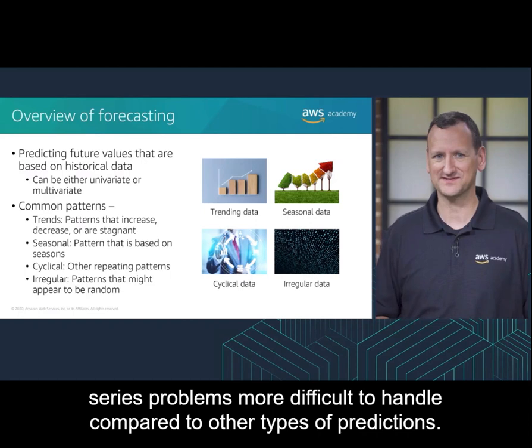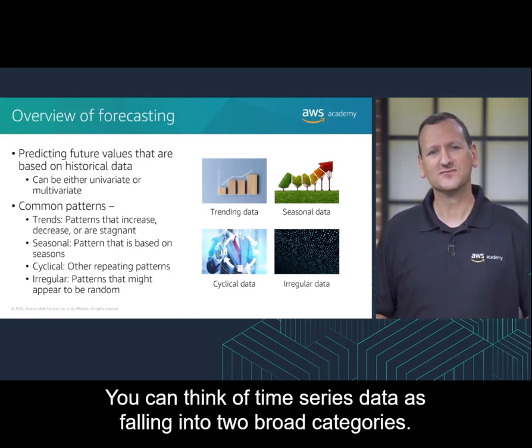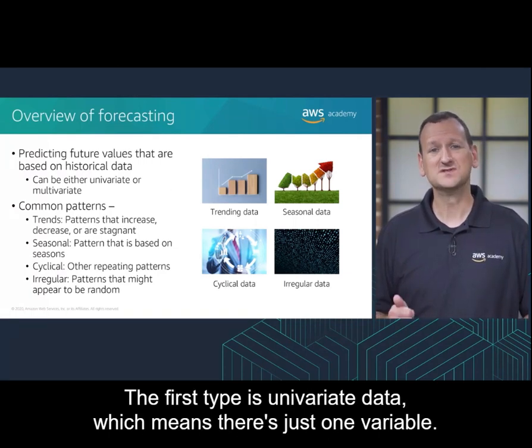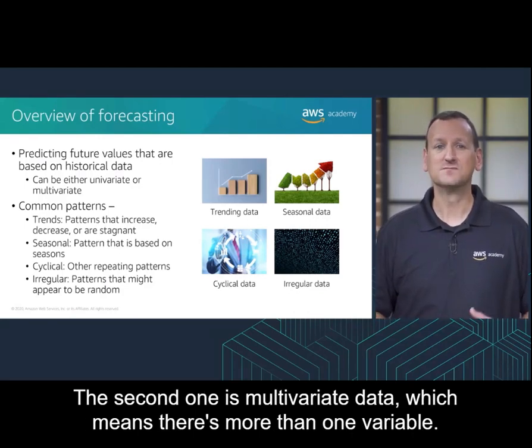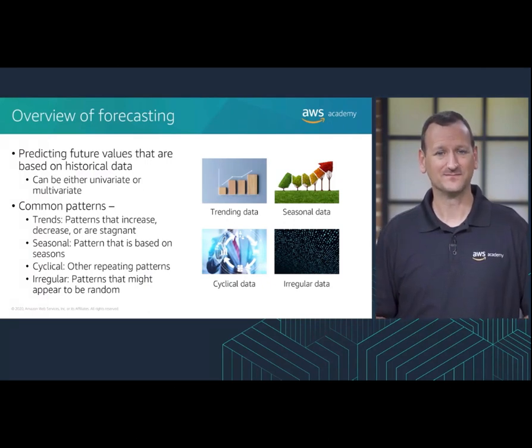You can think of time series data as falling into 2 broad categories. The first type is univariate data, which means there's just one variable. The second one is multivariate data, which means there's more than one variable.